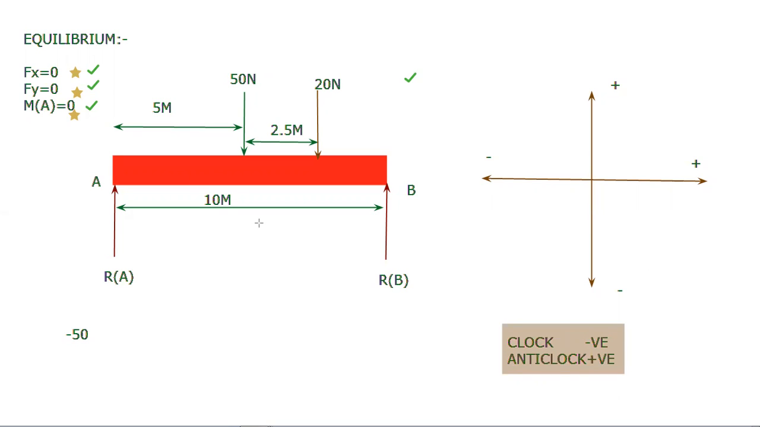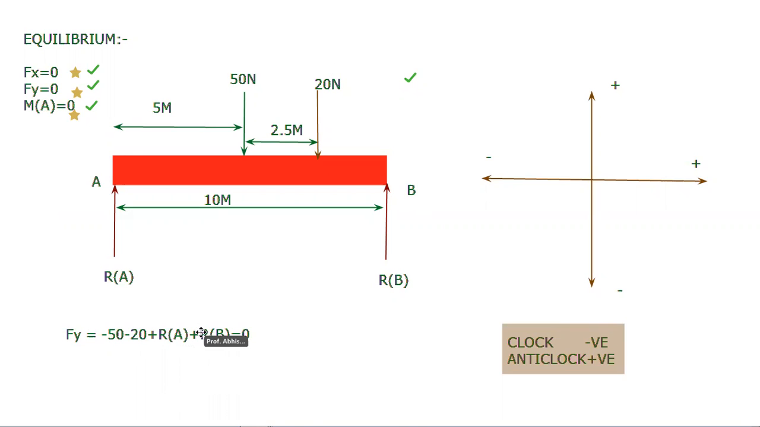So therefore, by following the sign convention here, you can get first one -50 plus 20 minus 20, because all are in negative direction, plus RA, that is support reaction at point A, plus RB, support reaction at point B, because they are in upward direction, is equal to 0. Now this is your summation of Fy is equal to 0. This is the second condition that we are using here.